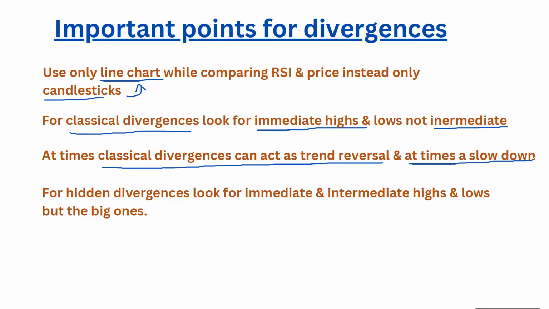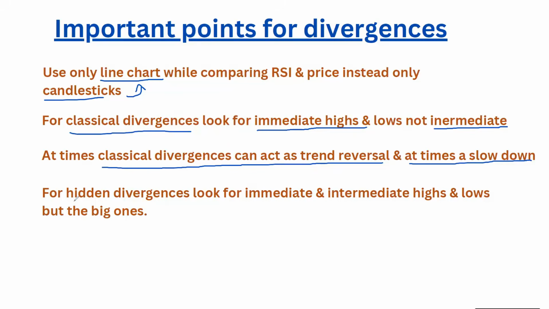And at times classical divergences can act as a trend reversal and at times as a slowdown. I showed you in a slide where markets were in an uptrend, and when the negative divergence came, we just went for a slowdown because the higher time frame trend is an extreme high momentum. So this can happen. At times it will be a top out, at times it will be just a slowdown.